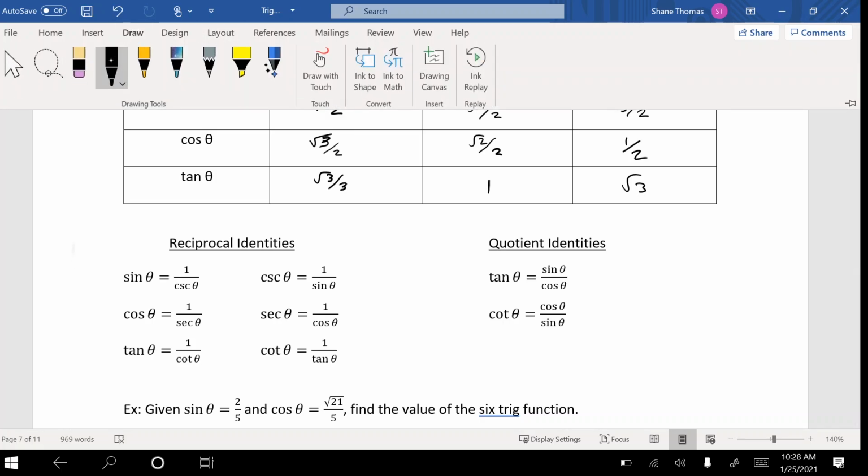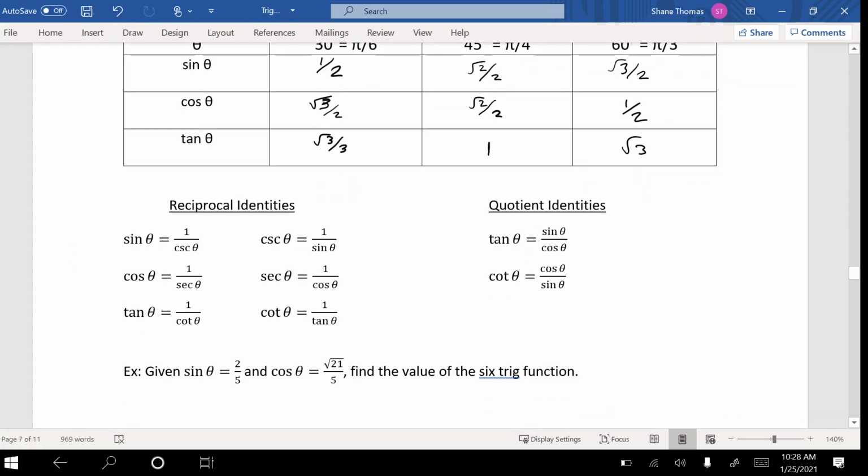Quotient identity, same with this. Tangent is the same as sine over cosine. Cotangent is the same as cosine over sine. This would be a pretty good one to know. Sometimes when we get farther on, we'll have to rewrite things because more often than not, finding cosine or sine is easier than finding tangent, so you can rewrite it as one or the other. We're not going to use those a whole lot right this minute, but I just want to get them down in your notes.